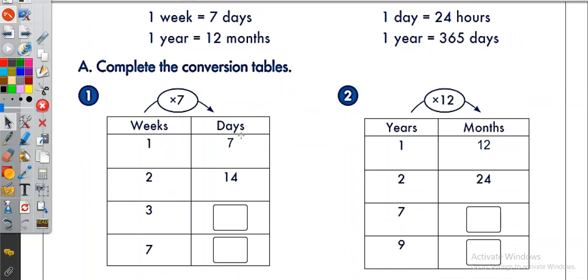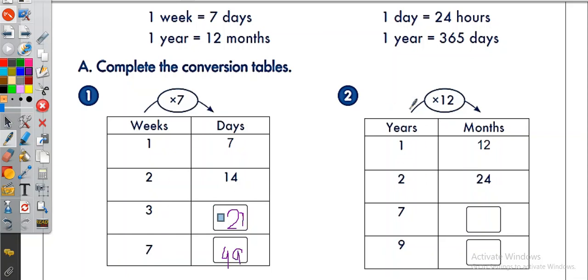Now, question 1 says complete the conversion tables. A week, how many days does it have? Well, it's just about multiplying by 7. So here we have 21. And here we have 49. It's just about multiplying by 7. So 49 days are in 7 weeks.